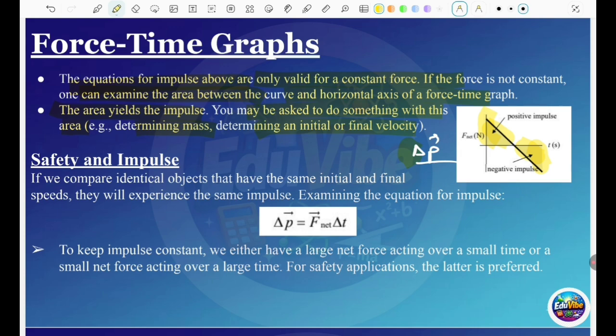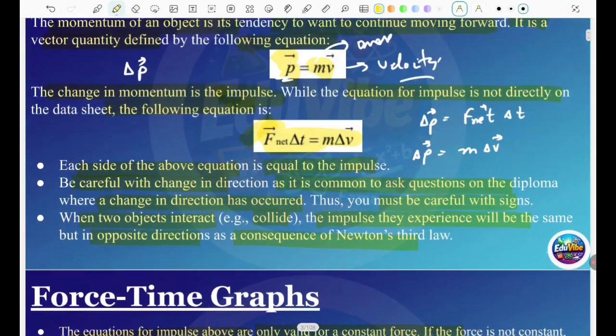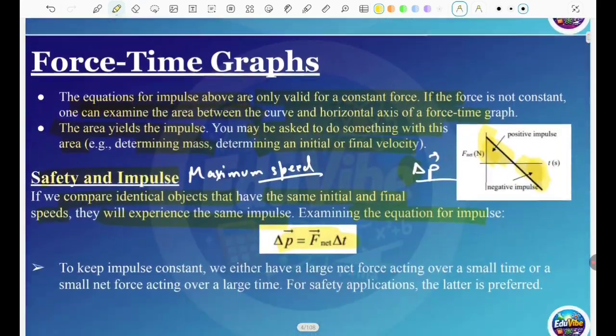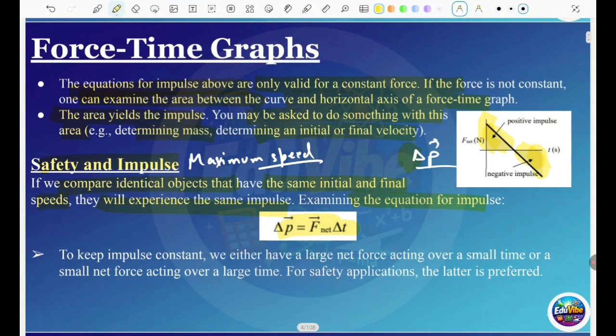Then we do some theory-based questions, which are based on safety and impulse. You can say the topic is called the maximum speed. If we compare identical objects that have the same initial and final speeds, they will experience the same impulse. Examine the equation we already did, force times delta t. So if identical objects have the same initial and final speeds, they experience the same impulse.